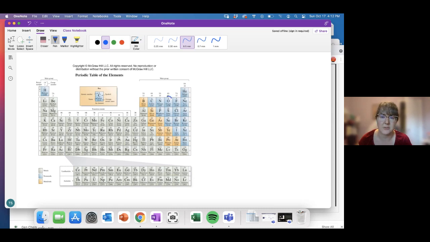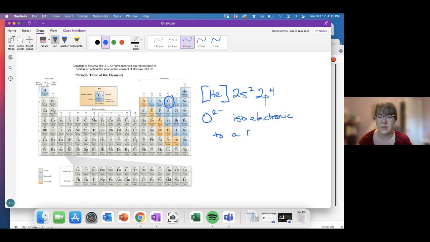talk about things like oxygen. So for oxygen, we know that has that helium noble gas core, and then it's going to have that 2s2 and 2p4 for my neutral set. And then if I want to talk about oxygen with a -2, this then is going to be what we call isoelectronic to a noble gas. Isoelectronic really does mean the same electron configuration. So iso means same.